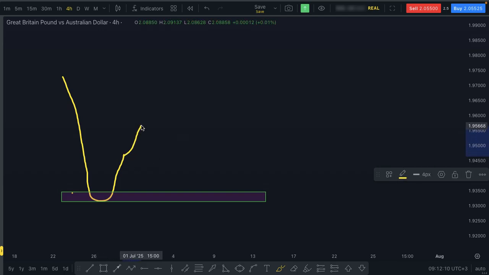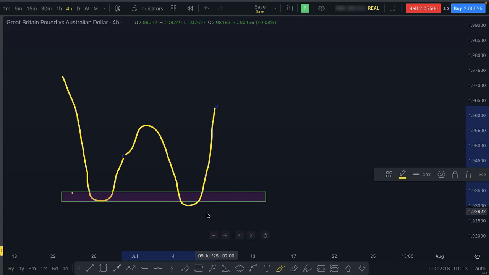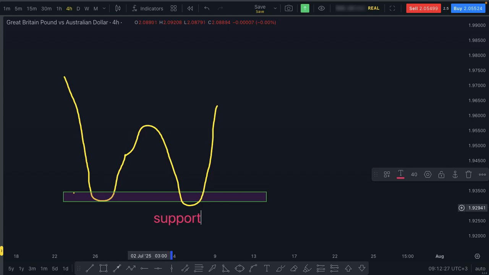So once price reversed, and then again it came back and bounced off again, that basically means this is our support level. So let me first type it there, so that becomes our support level.